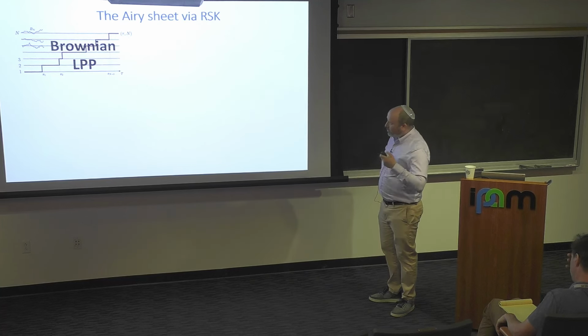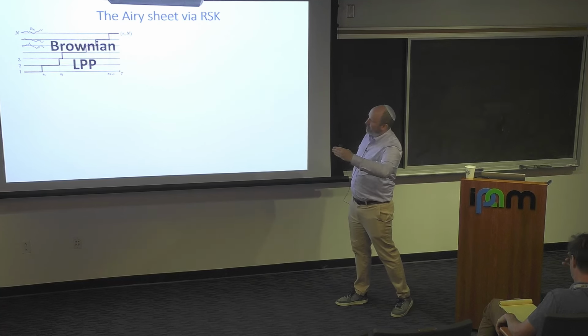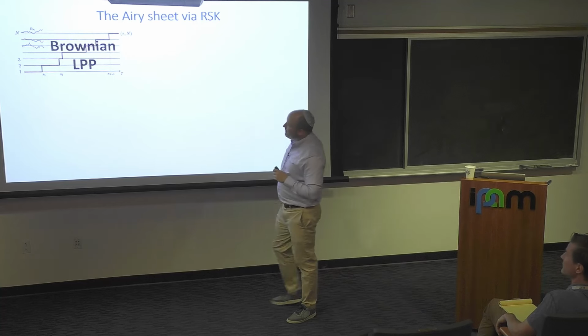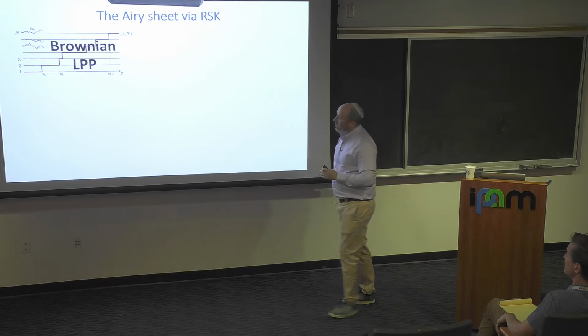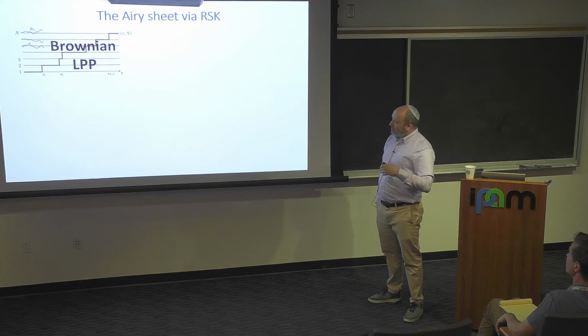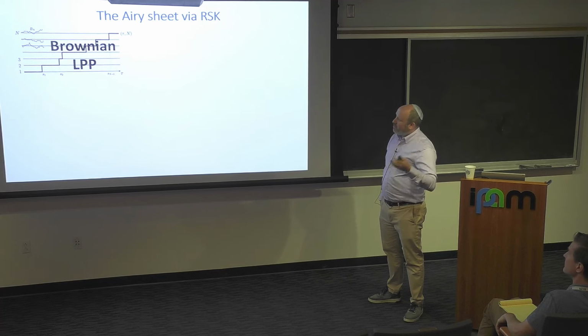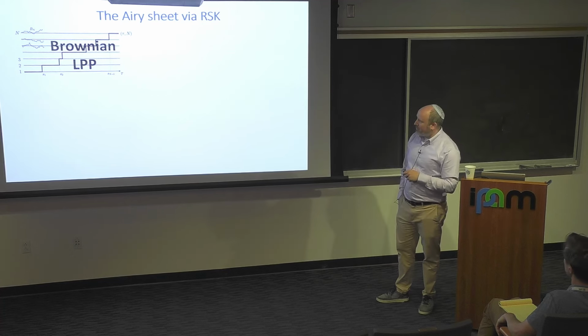So the question is, as you vary the starting point by an n to the 2/3 region and the ending point at level n by n to the 2/3, what will be the joint scaling limit of these last passage times? This will be the pre-limiting version of the Airy sheet that we're interested in.